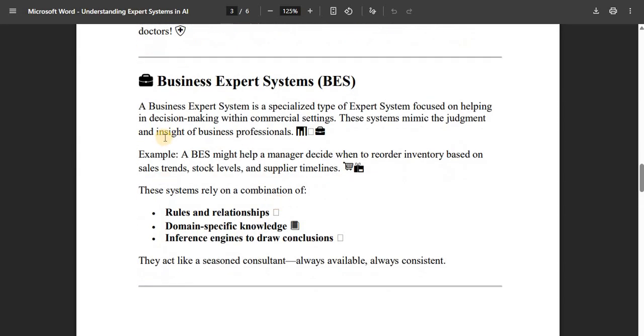Next one is business expert system. A business expert system is a specialized type of expert system that is focused on helping in decision making within a commercial setting. These systems mimic the judgment and the insight of business professionals. Like I can say, somebody is working in the share market for 20 years. The amount of experience that person has, being a fresher, you cannot compete with that experience. But if you use an expert system that works in the share market, you can compete with that person.